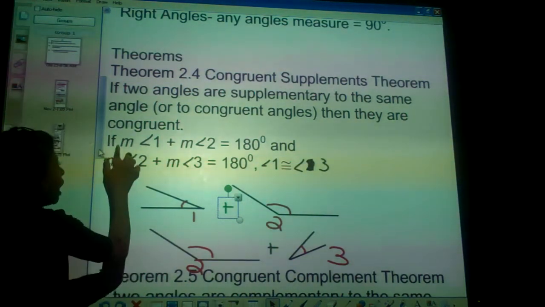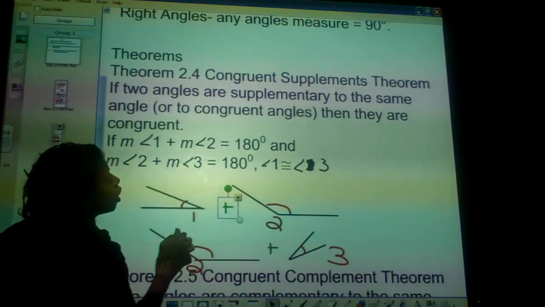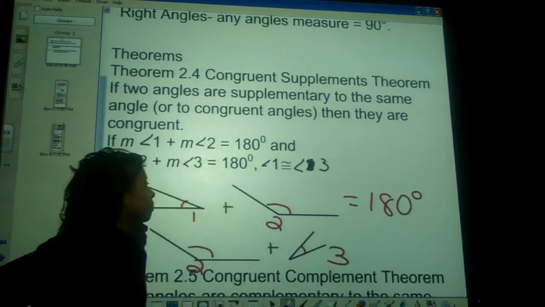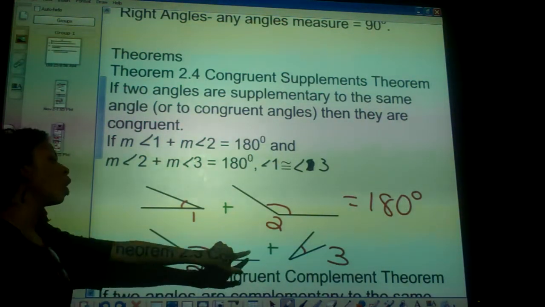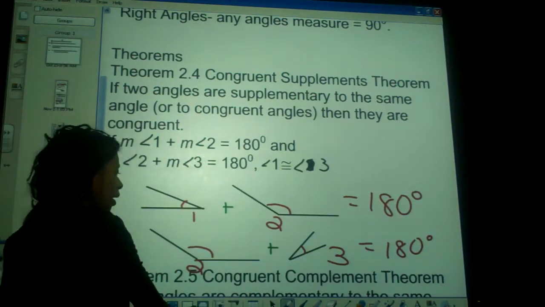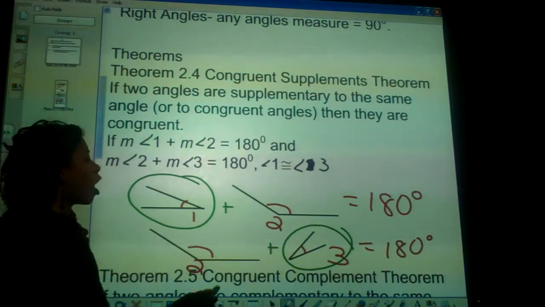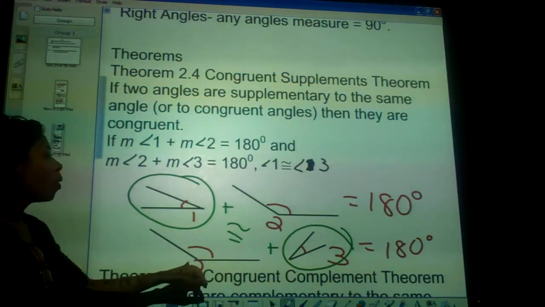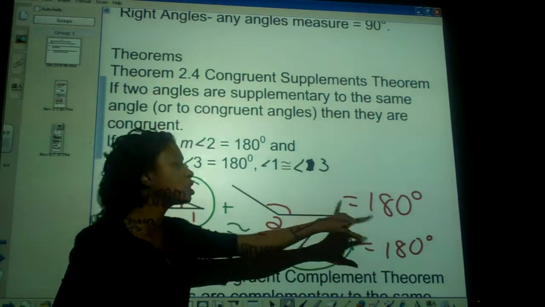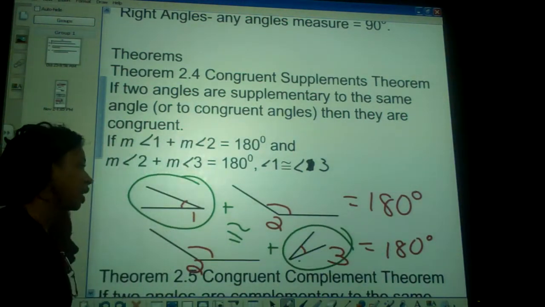I'll back up again. If the measure of angle 1, this angle here, plus the measure of angle 2 is equal to 180 degrees, and I know that the measure of angle 2 plus the measure of angle 3 is also equal to 180 degrees, that means that angles 1 and 3 are congruent to one another. Why? Because angle 2, its value didn't change. However, we still see that adding angles 1 and 2 gives 180 degrees, and 2 and 3 gives 180 degrees.